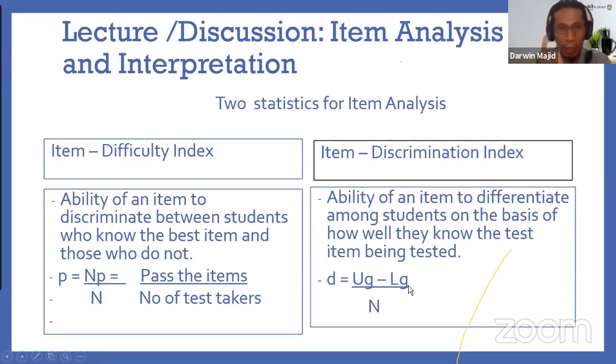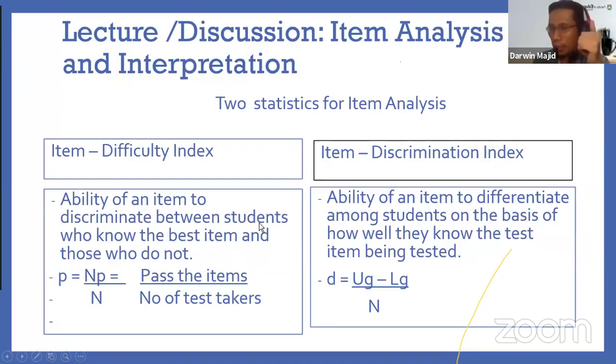Ma'am Kate, no need to copy. No need to copy. I will be giving you the lecture. Okay? Simplify ko na siya. Item discrimination index or discrimination index is the ability of an item to differentiate among students on the basis of how well they know the test item being tested. So the formula is discrimination is equals to upper group minus lower group divided by the total number of examiners. Okay? So ito po kapag hindi mo pa nakuha yung discrimination index. Pero pag nakuha mo na yung discrimination index, etong nasa taas na lang yung gagamitin mo. Maliwanag po. Give me a thumbs up.